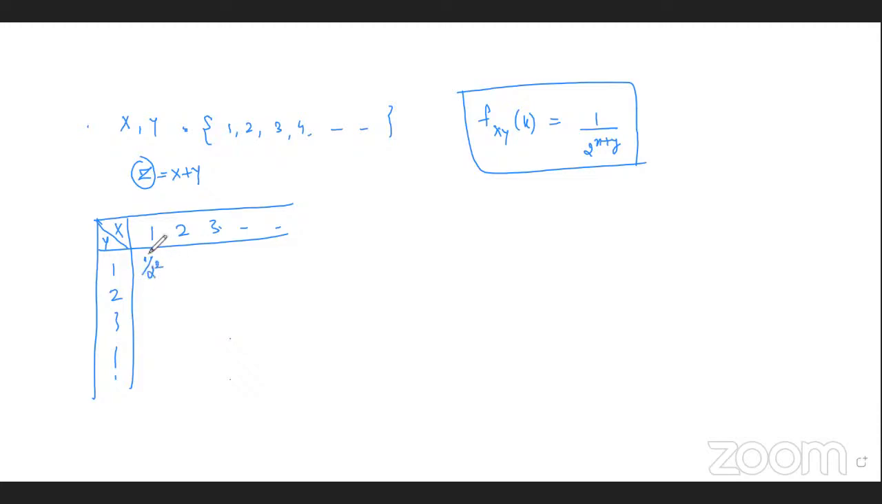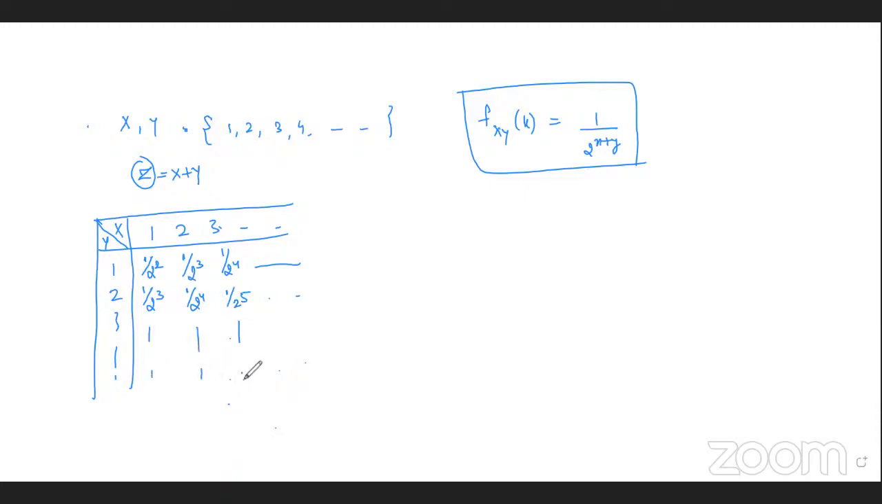Correct? Now put x equals 2, y equals 1. You will get 1 upon 2 cube. Put x equals 3, y equals 1. You will get 1 upon 2 to the power 4, and so on. Similarly, here you will get 1 upon 2 to the power 3. Here you will get 1 by 2 to the power 4. Here 1 by 2 to the power 5, and so on.